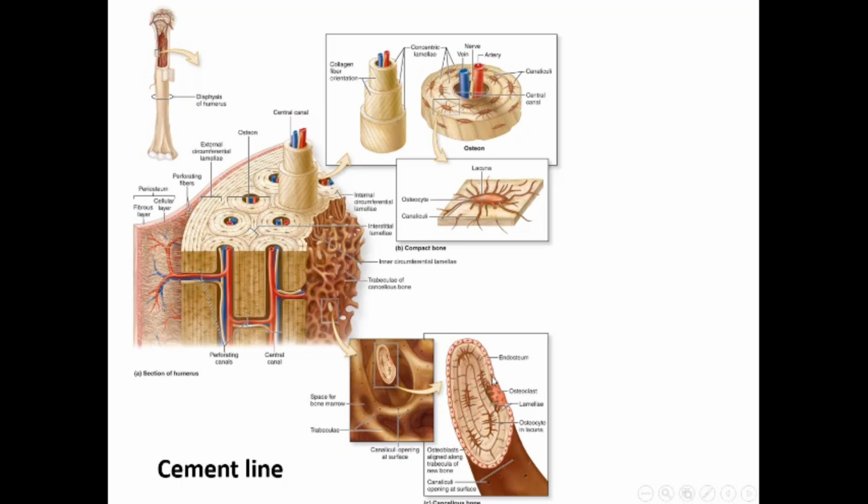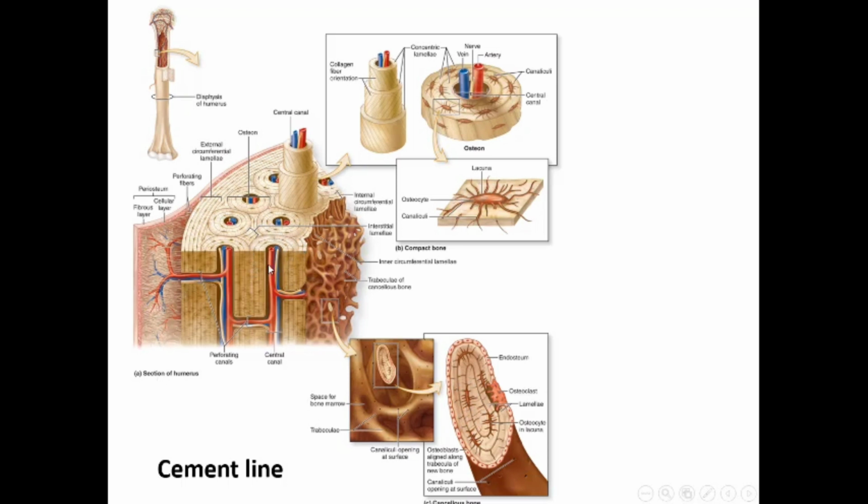For example, the cell here can get nutrients from the bone marrow, because you know the bone marrow is actually filled by blood. So they can take nutrients from the blood here and pass them to the outer cells, and we don't need to perforate blood vessels into the spongy bone.